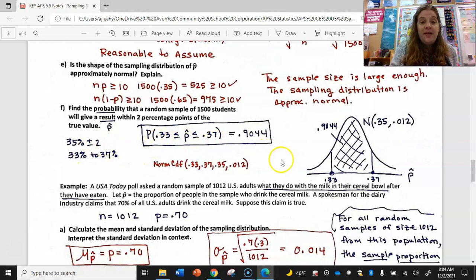Okay, so I go up and down. Those are going to be my lower bound and upper bound. I'm going to pop this in a normalcdf: lower bound, upper bound, mean, standard deviation, and it's going to tell me that there's about a 90% chance of that happening. Okay, so here's another one.